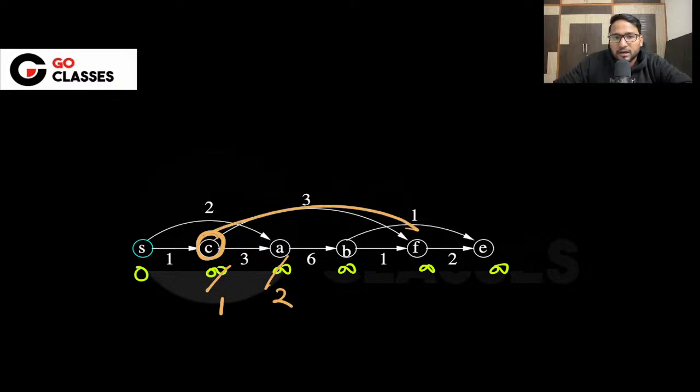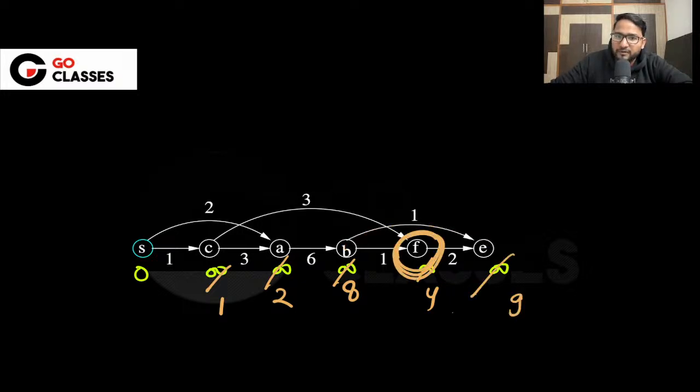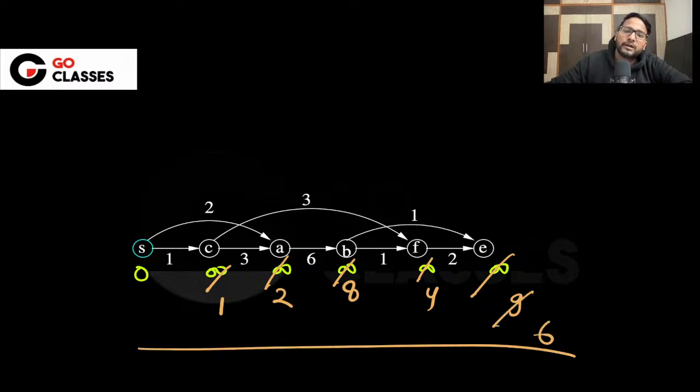Relax means just consider. You consider this edge, this will be 1 plus 3, this is 4, but it is already 2. So you don't need to update here, right? Now you pick this A, you consider all the outgoing edges. This is 6 plus 2, 8. You pick this B, consider all the outgoing edges. This is 8 plus 1, 9, which is already 4, so not update. 8 plus 1, 9, you will update it. You take this F, consider all the outgoing edges. 4 plus 2, 6, right? So that's all. Considering the edges is basically called relaxing the edges.